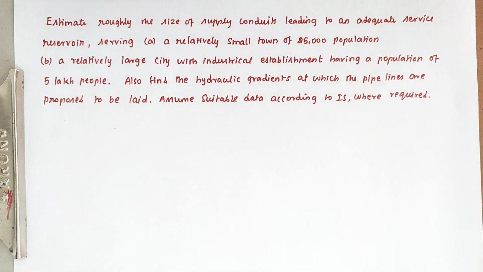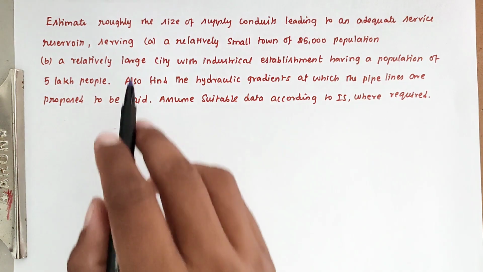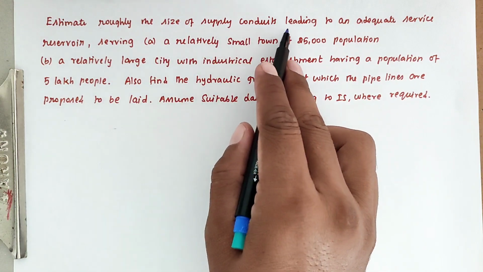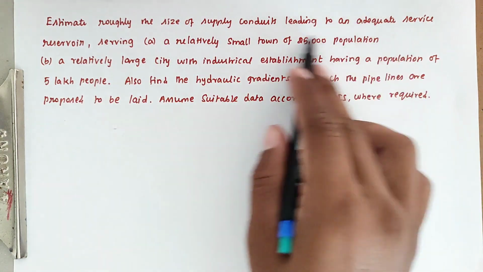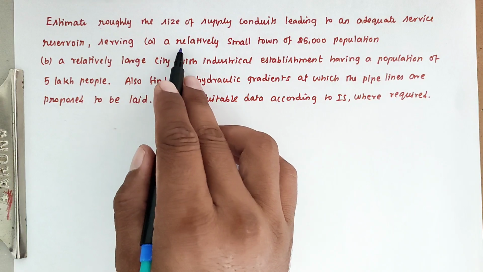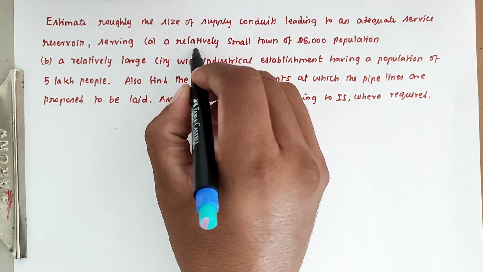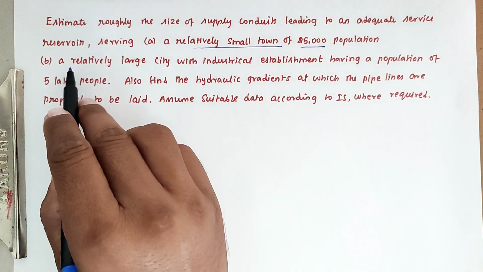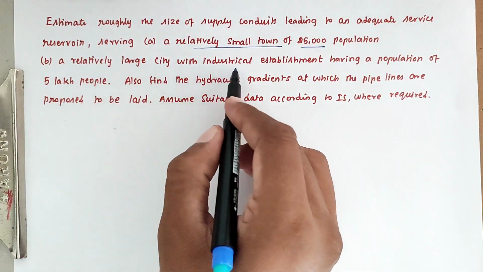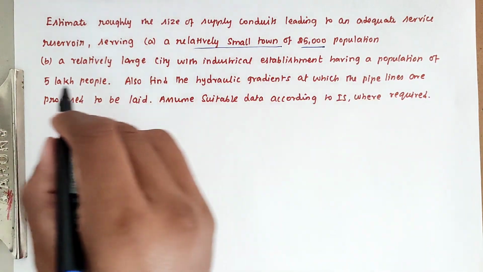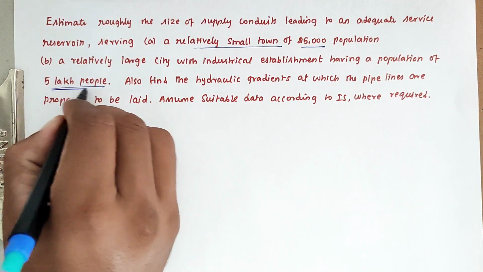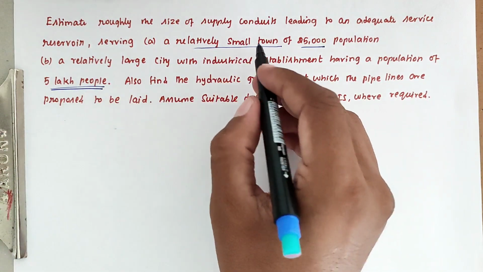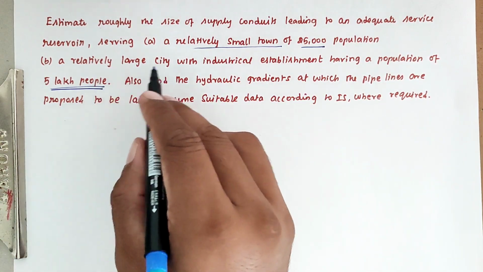Today we are going to see a problem related to water supply engineering, in the topic of conduits for transporting water. The problem is: estimate roughly the size of supply conduits leading to an adequate service reservoir serving, first, a relatively small town of 25,000 population, and second, a relatively large city with industrial establishments having a population of 5 lakh people. We have to find this in both cases, the small town as well as the large city.